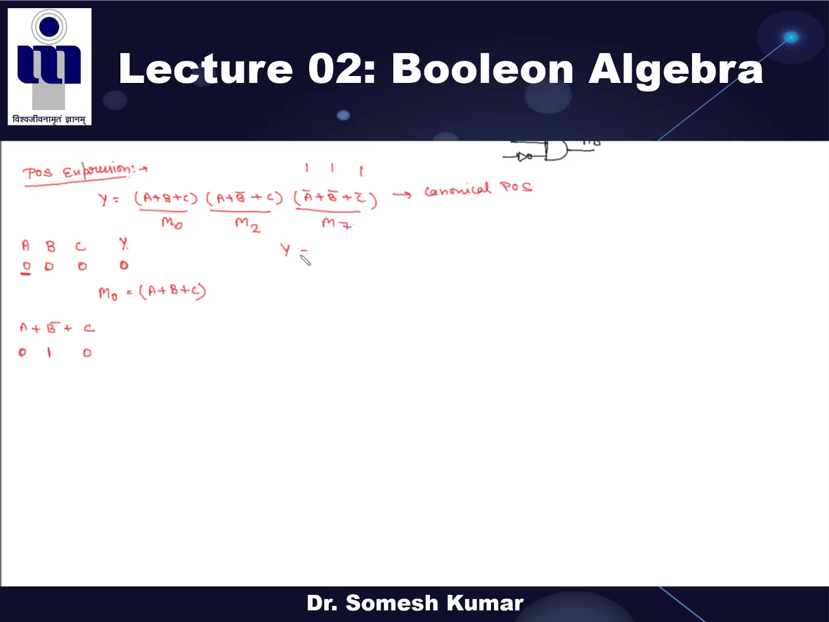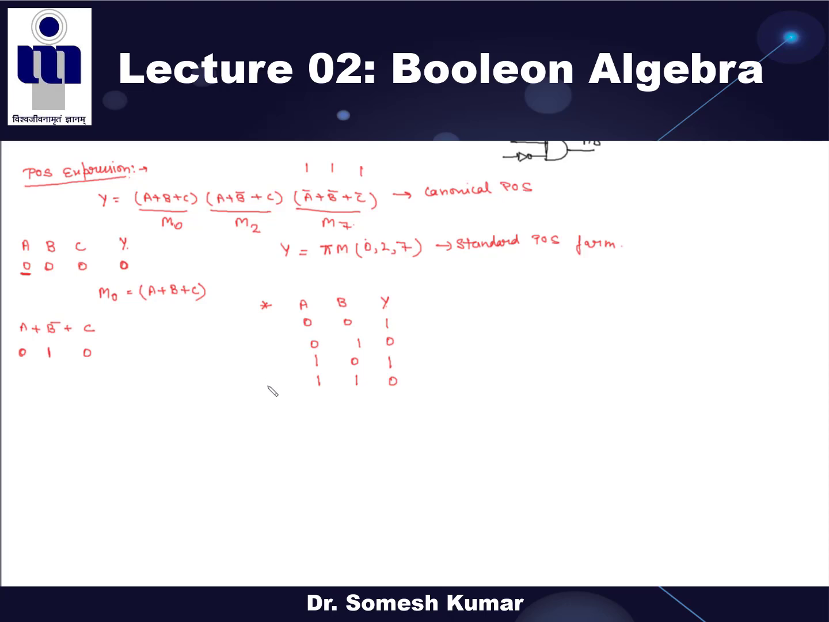The min terms are represented by the small m, while the max term is represented by the capital M. And the standard POS form is the product of these max terms. This is your standard POS form. Now a similar question you have to solve for your home assignment. I am giving you the truth table, and you have to write the standard POS form of this expression.